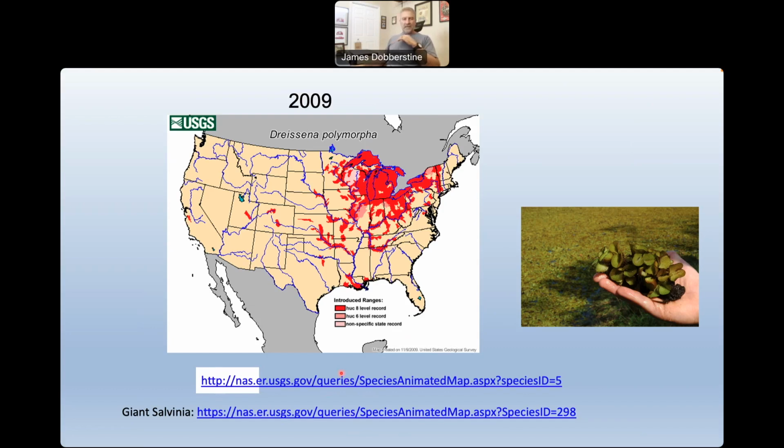We are starting to see them, as you can see from this map, spread out into the western United States in areas that are not contiguous with the upper Midwest, where our first outbreaks occurred. So you can see they can make their way around even if there's not a contiguous connection between those waterways.